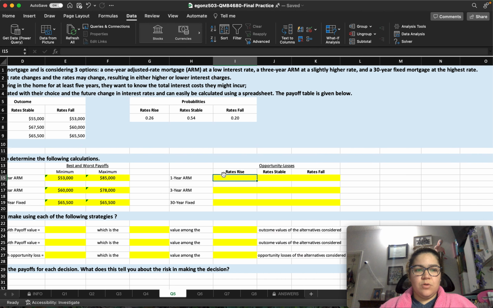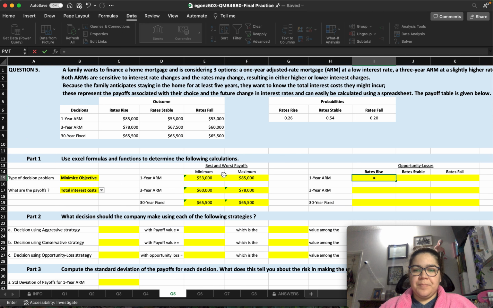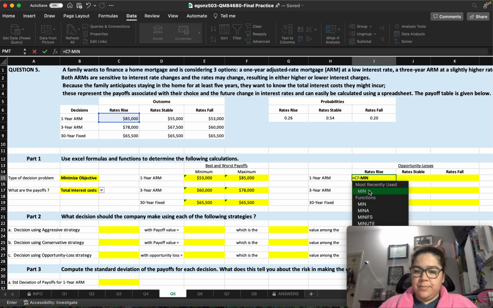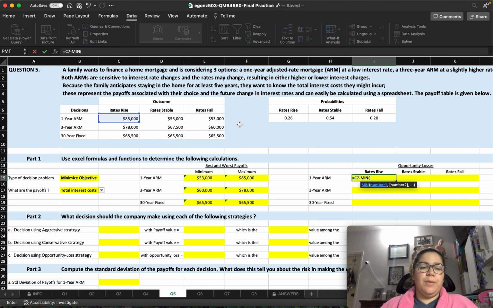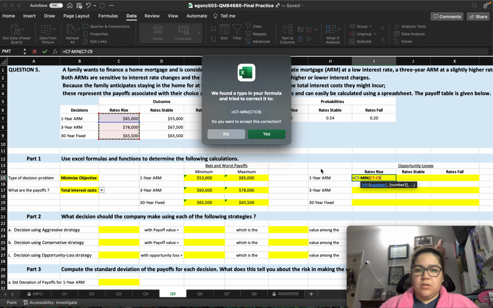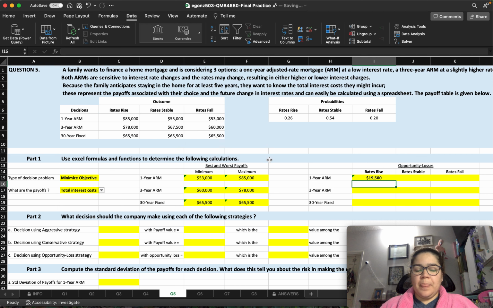What does this mean? So if we're going to go back here, I'm going to see. If we're minimizing the objective, right, because we don't want to maximize, we're minimizing. So if the rate rises, which is this same cell right here, minus the minimum, right, of who? Of the minimum of the rates rise column. So I'm going to hit okay. So I'm going to take the 1 year minus the minimum of these 3 years, right? So that's how we're going to do it.